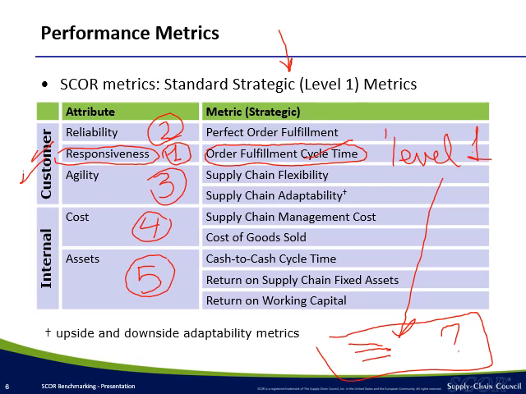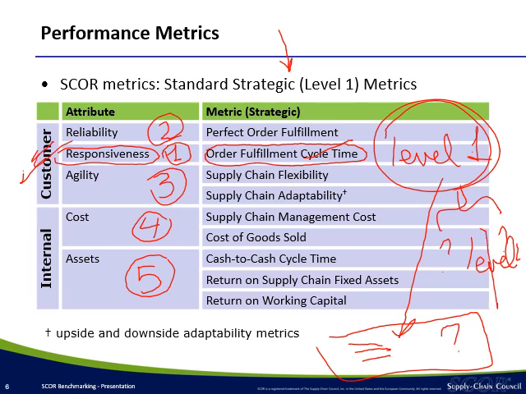So this is called level one here. If you want to focus more on responsiveness, you want to be a little bit better than the others, we need to get the details of level one. In other words, if you want to be fast, for example, order fulfillment cycle time, what is the details of this one? This is called level two. If you want to be super at responsiveness, we need to go further deep into level three.